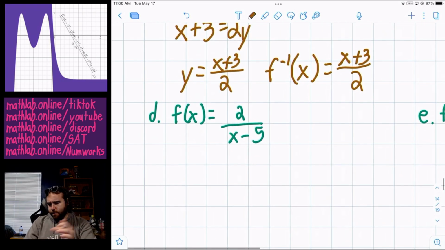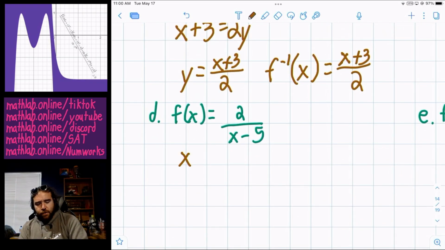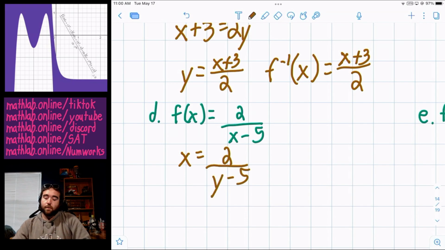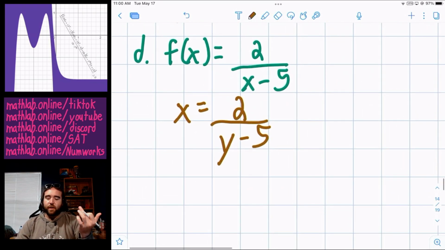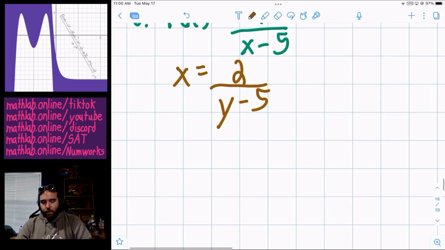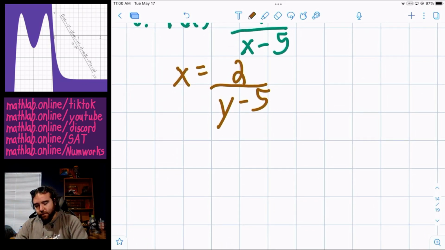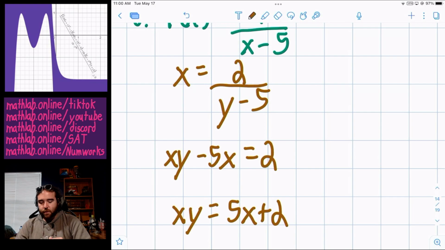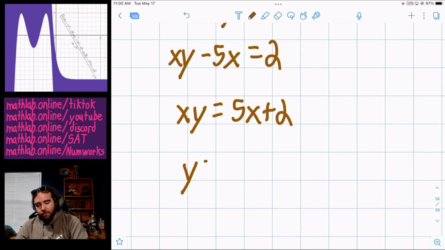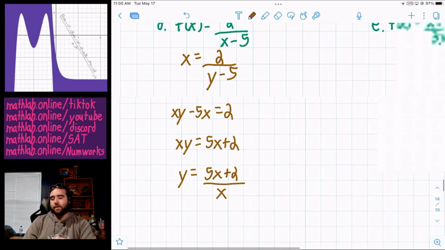Okay, next, down here. So this happens a lot where you got the fractions. So a really important technique comes in here. Well, not so much yet. On the next one it will. But anyway, we switch the x and the y. Now we got to solve for y. So I'm going to cross multiply. So I get xy minus 5x equals 2. Anytime I have a fraction, I'm just always tempted to cross multiply. So then we get that, and then we're going to divide by x. So 5x plus 2 over x is our inverse function.